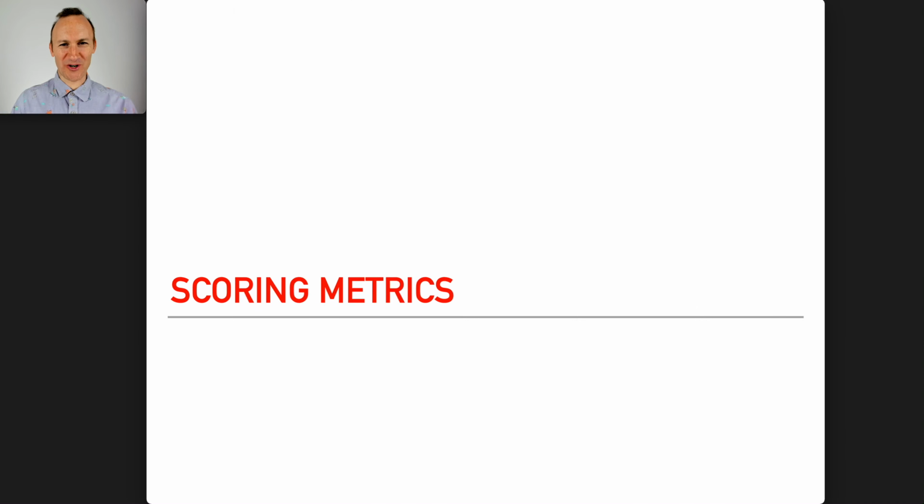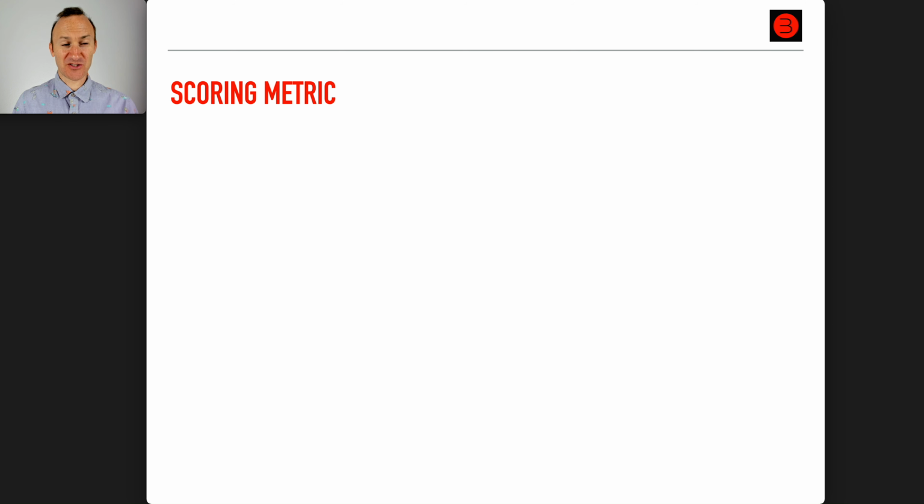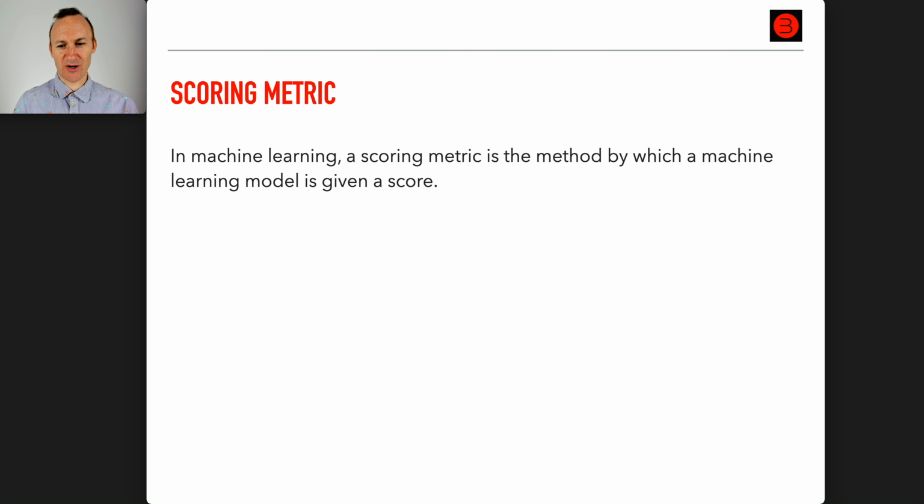Time to look at scoring metrics, a major topic in machine learning. Let's dive right in. Okay, let's start with the concept of a scoring metric. In machine learning, a scoring metric is the method by which a machine learning model is given a score.